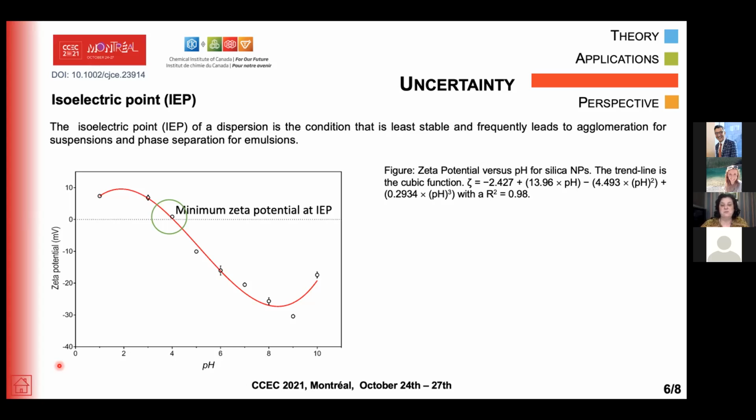That's one good example in this figure, where we have the zeta potential of silica nanoparticles over a range of pH. And as we can see, the farther we get from this isoelectric point, the more reliable the zeta potential is, and probably the particles are more stable.